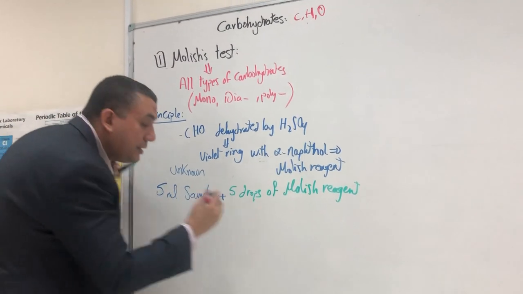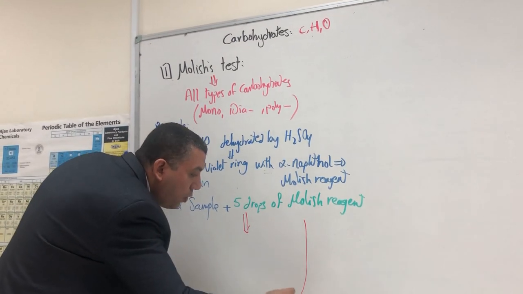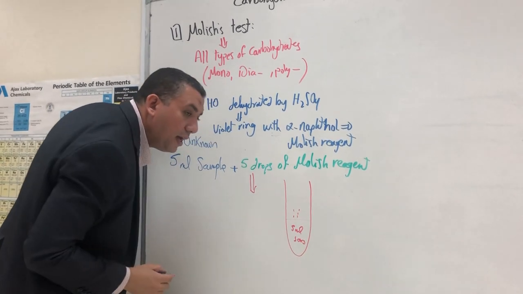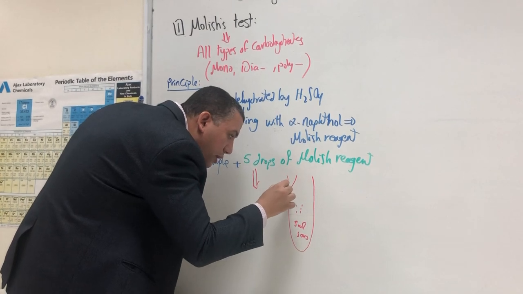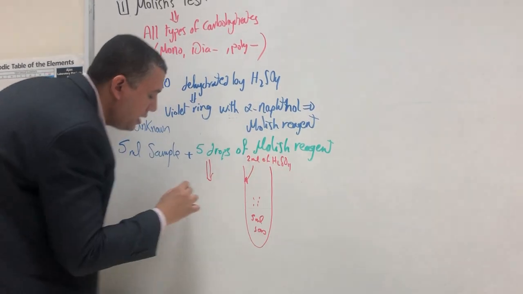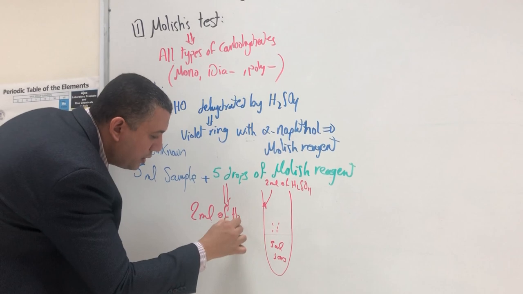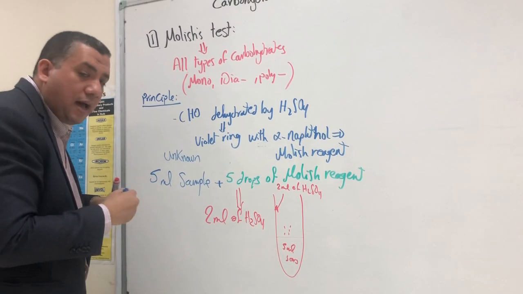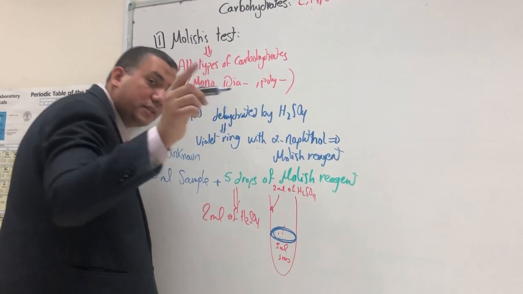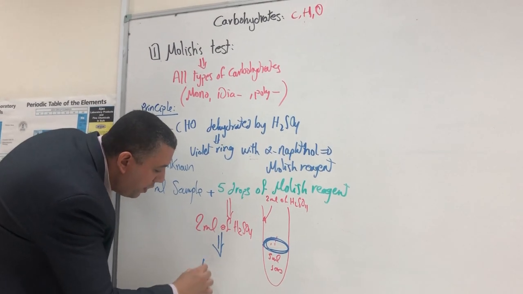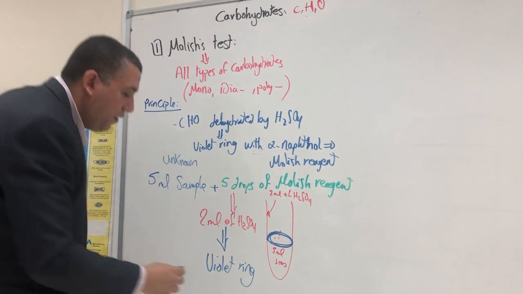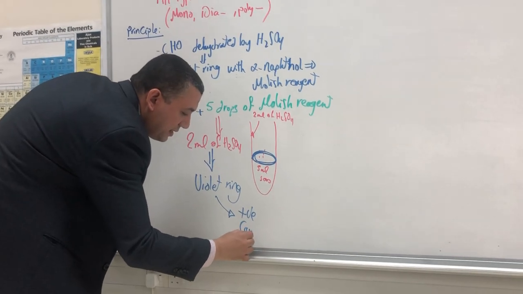After that, I will add on the wall. Here I have 5 ml of the sample and 5 drops of the Molisch, and I will slowly add 2 ml of H2SO4 on the wall. What will I have? I will have what is called a violet ring. It's a very nice ring, just the violet ring. You will see it in the practical. If you have a violet ring, it means positive, which means carbohydrate.